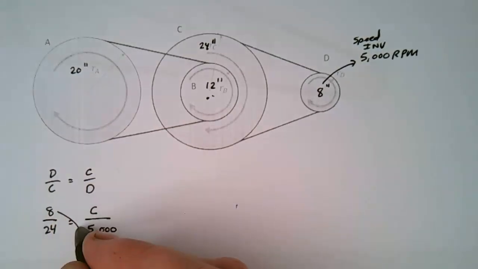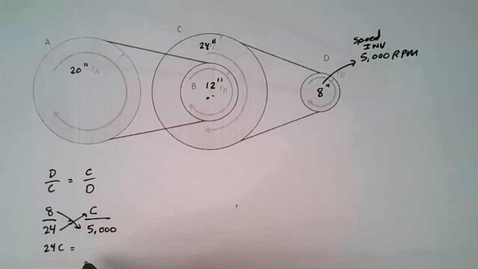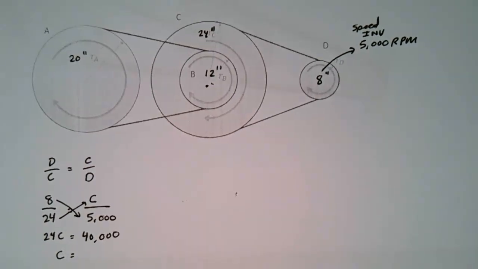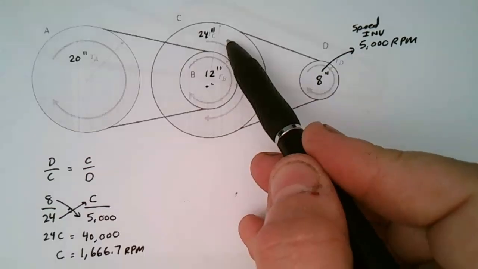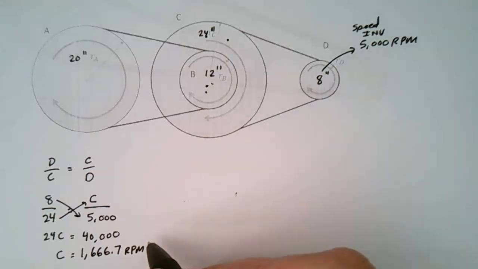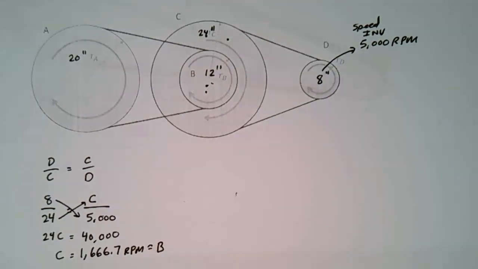Now I'm going to cross multiply. When I do that, I get 24C is equal to 40,000. And if I divide both sides by 24, I get that C is spinning 1,666.7 RPM. Now, because that is on the same shaft as B, that means B is also spinning at that speed.